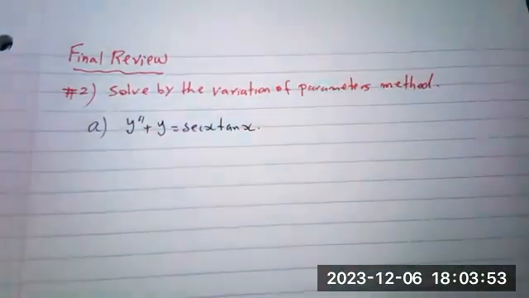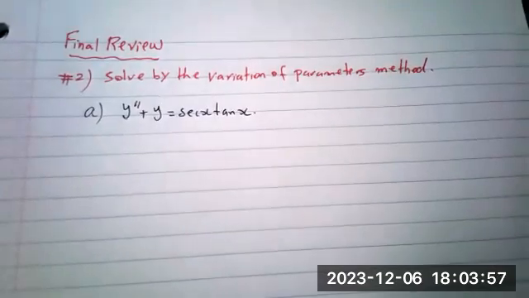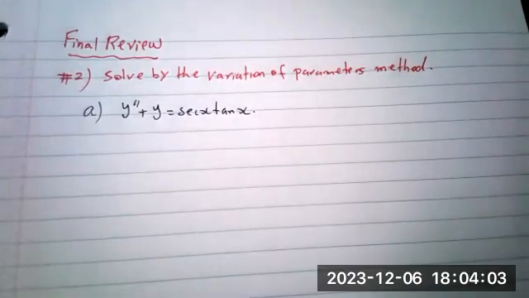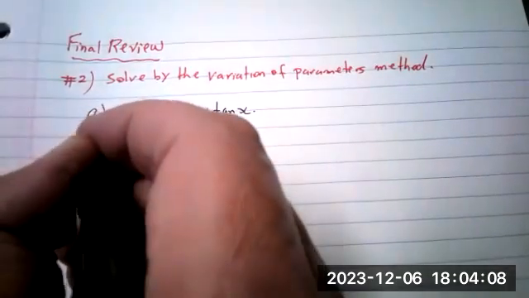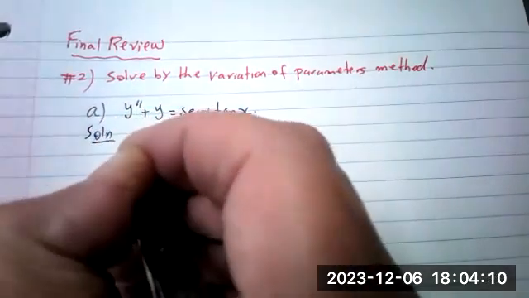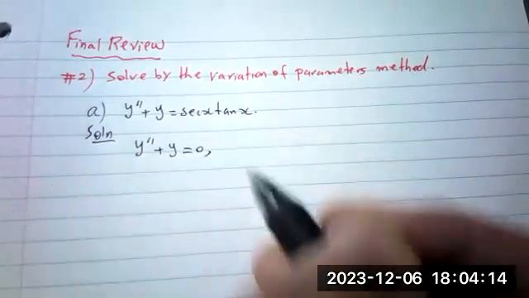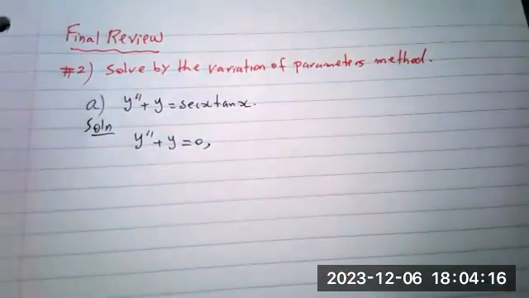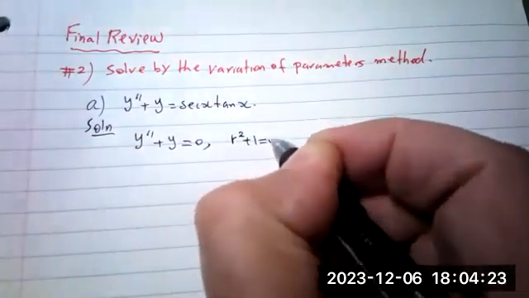You know that for variation of parameters, you have to use the homogeneous part first, equal to 0, to get the general solution of the homogeneous, but then we change the constants into the new functions u1 and u2, and then we go from there. So this is the solution. We are going to solve y double prime plus y equal to 0. Linear equation with constant coefficients. You need the characteristic equation, which would be r squared plus 1 equal to 0.